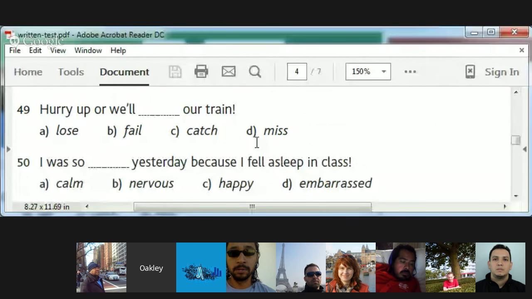Okay. This time around, Philip, you were the first one in the class, so we are just going to continue where we left off. Number 49. Hurry up or we'll miss our train. Yes, it's the correct vocabulary word here. And just, Philip, hurry up. It sounded like you said worry up. Hurry. Hurry up. One more time. Hurry up.